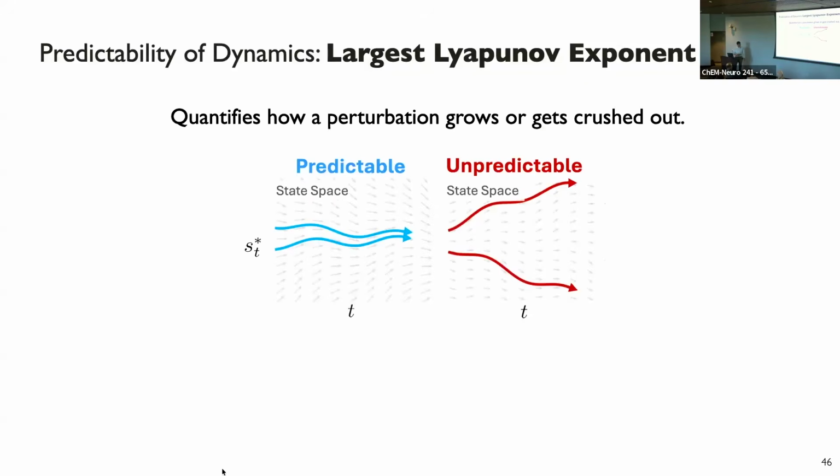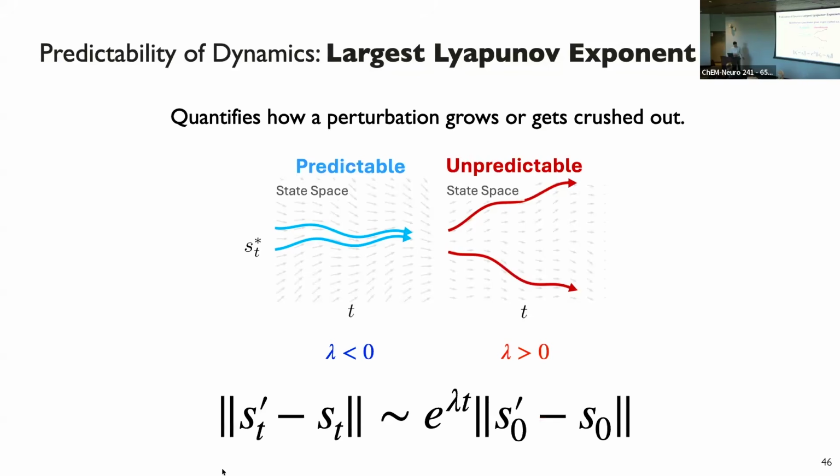To formalize this notion of predictability of a dynamical system, we use the concept of the largest Lyapunov exponent, which I'll abbreviate as LLE, or in math, lambda. The basic idea is that the LLE quantifies how a small perturbation, here's one perturbation in blue, here's another in red, grows or gets crushed out. The basic formula is that perturbations evolve as e to the lambda t. When you have predictable dynamics, where this largest Lyapunov exponent lambda is less than 0, small perturbations are getting exponentially crushed out. And when you have chaotic dynamics, they're getting blown up. So this is how we will define predictability.